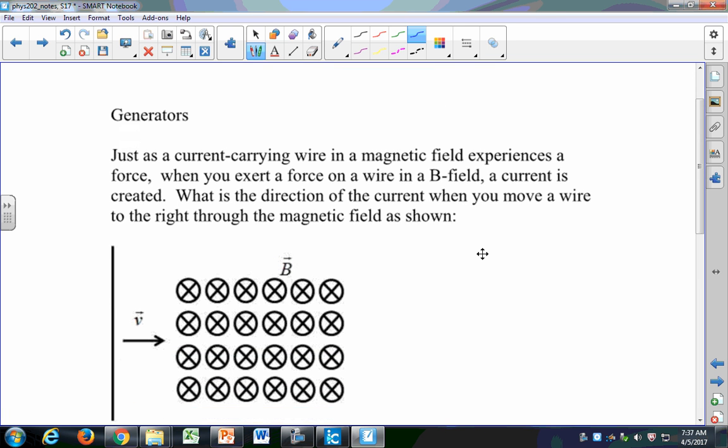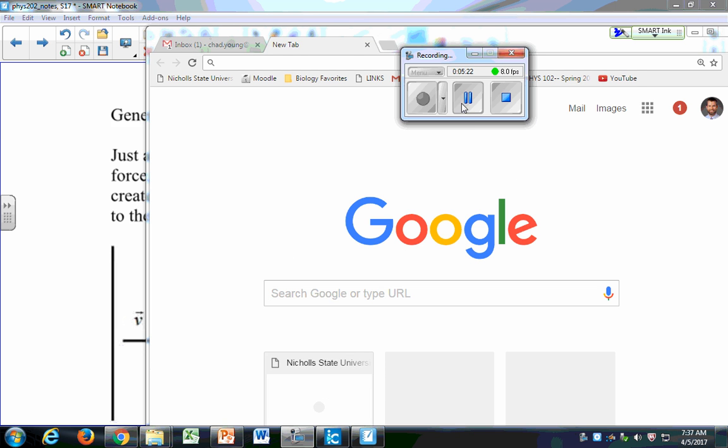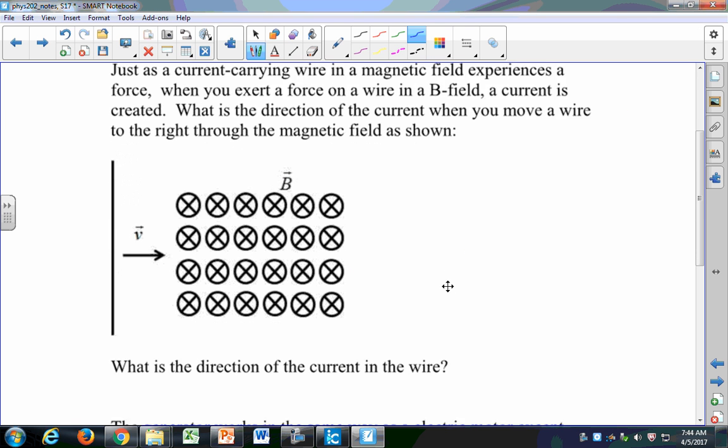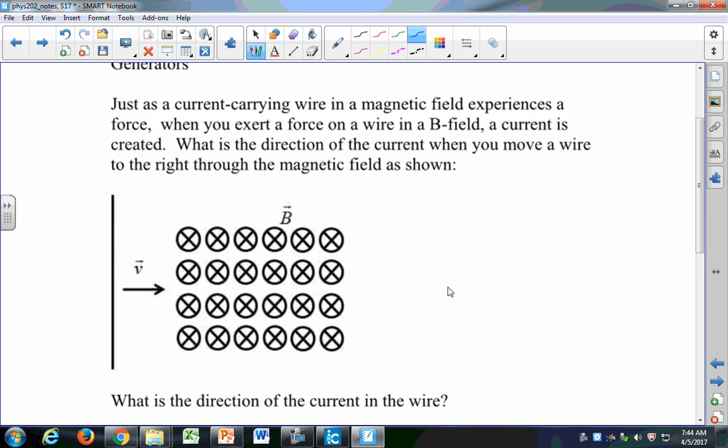So let's look at generators. Actually, let me show you a video first before we get into that. This is just a video of electric generators. So if I have a current carrying wire in a magnetic field, it's going to experience a force. And in a similar way, if I exert a force onto a wire in a magnetic field, then it will experience a current.